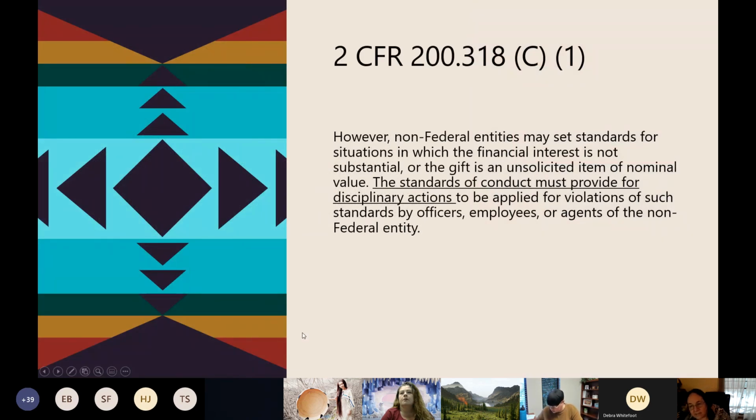However, non-federal entities can set standards for situations where the financial interest is not substantial or the gift is unsolicited, items of nominal value. The standards of conduct have to provide for disciplinary action. So make sure that when you write those standards of conduct, you see the disciplinary action portion in there, to be applied for violations of such standards by your officers, employees, or agents.